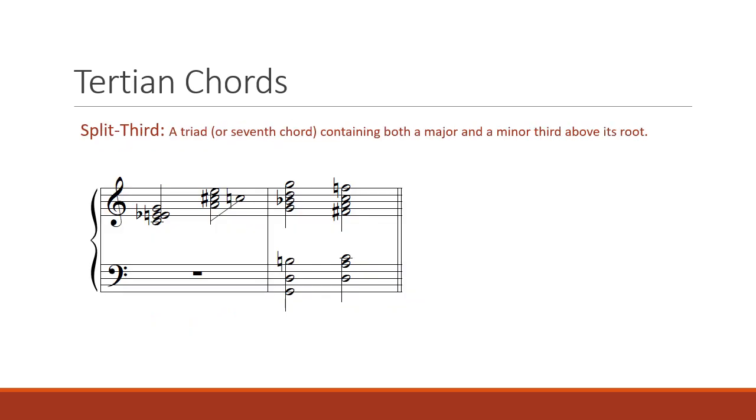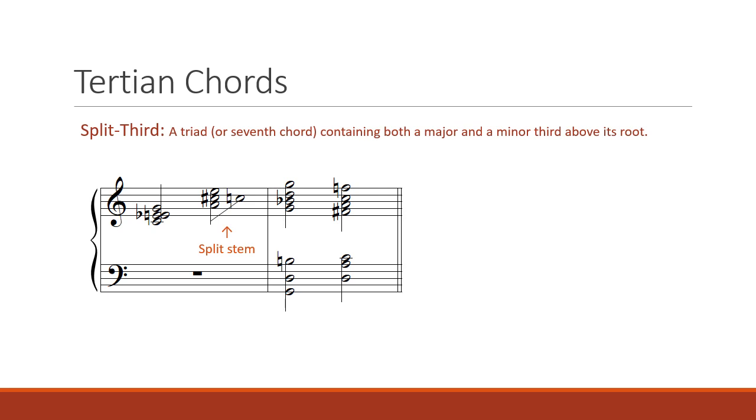Our last tertian chord is the split third. This is when a triad or seventh chord contains both a major and a minor third. Notice that in the second chord, we have an extended stem to show both C sharp and C natural. This is not uncommon, and you'll occasionally see it in real music.